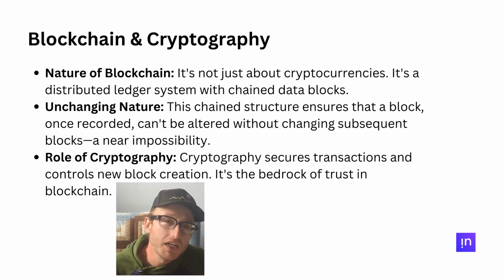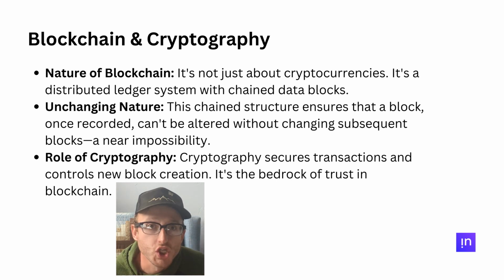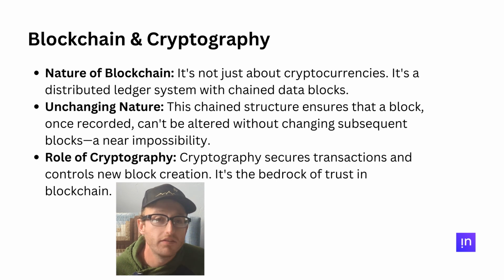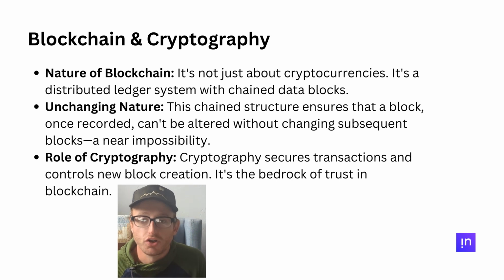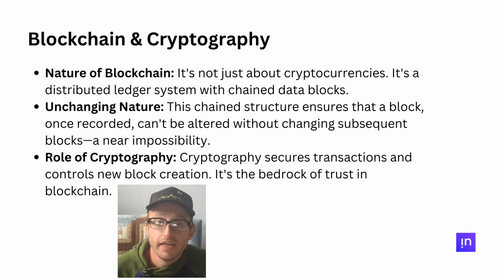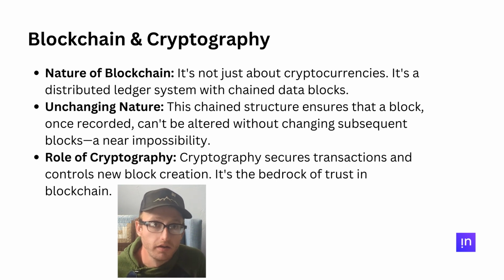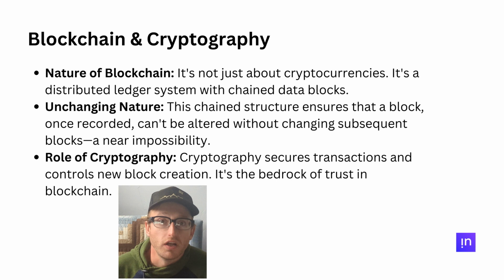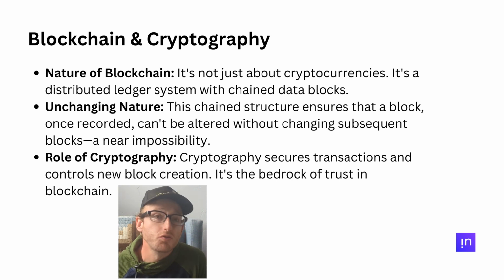The next thing we're going to talk about is the blockchain and cryptography. So the blockchain is about more than just cryptocurrencies. It's a distributed ledger system with chained data blocks. The chain structure ensures that once a block is recorded, it cannot be altered without changing subsequent blocks, which is basically a near impossibility. And then the cryptography is what secures the transactions and controls new block creation. So this is the bedrock of trust within the blockchain.